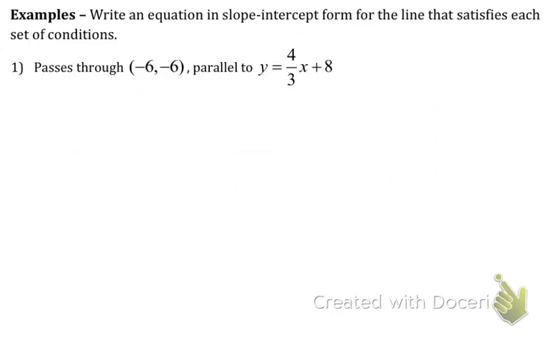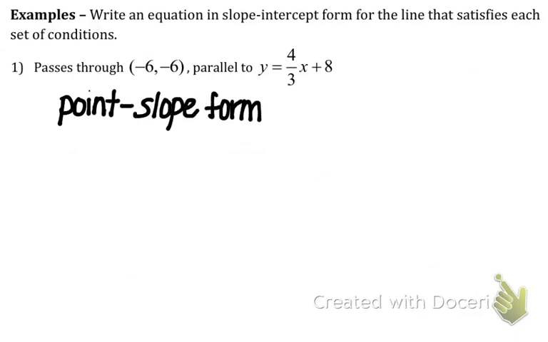So let's do an example where we write the equation of a line in slope-intercept form that satisfies the following set of conditions. Our first example is we want a line that passes through the point (-6, -6) and is parallel to the original line y = 4/3 x + 8. So in order to do this, we are going to use something that we learned yesterday, which is point-slope form. Point-slope form, as you remember, is y - y1 = m(x - x1).